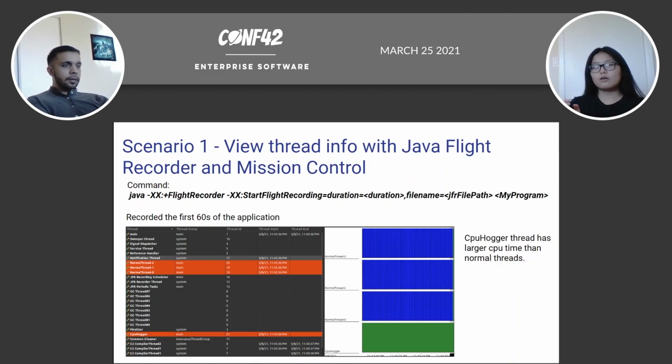On the right side of the screenshot, we can see the state of the normal threads and also of the CPU hog throughout the first 60 seconds. The normal threads have been sleeping throughout most of the sampling. The CPU hog has been running continuously.